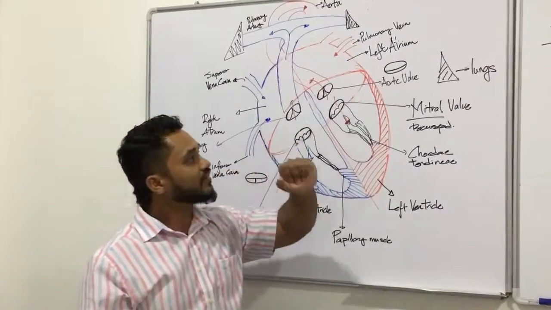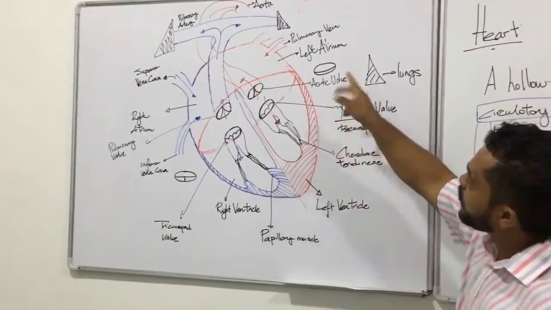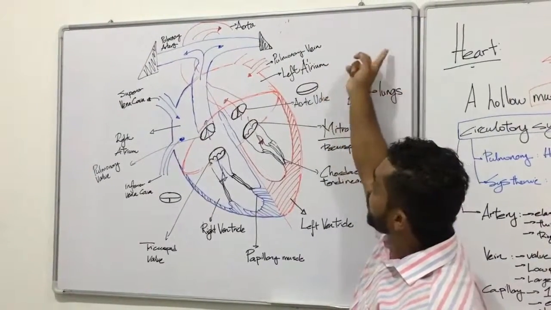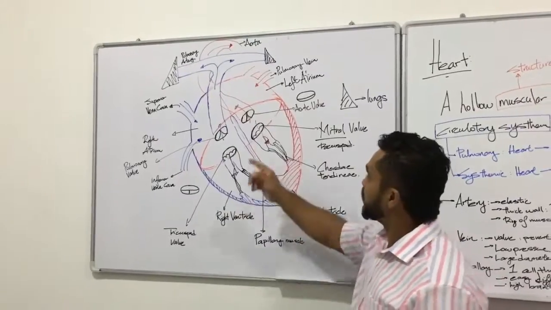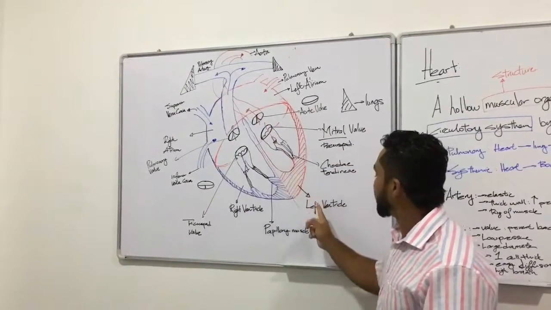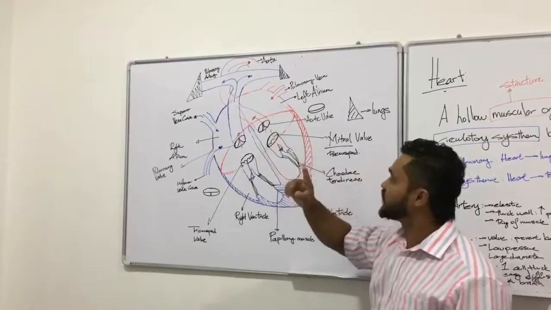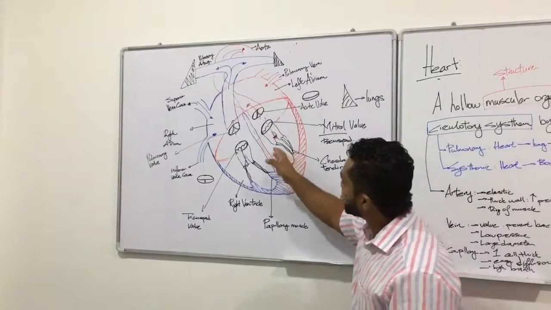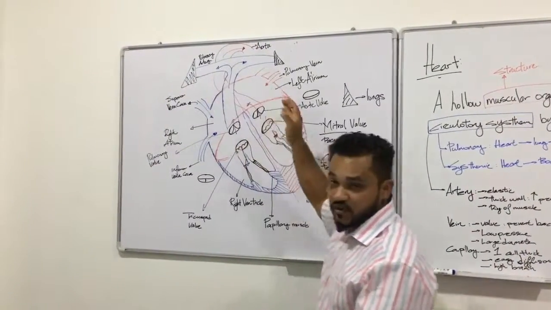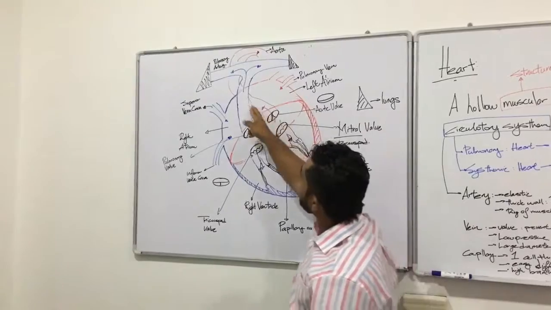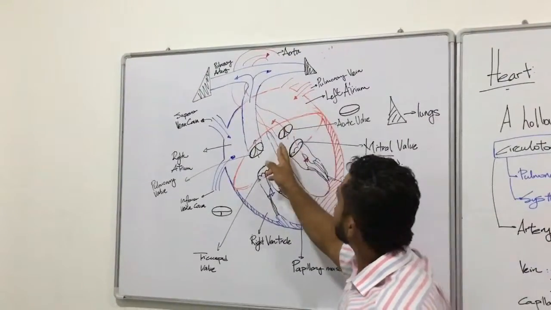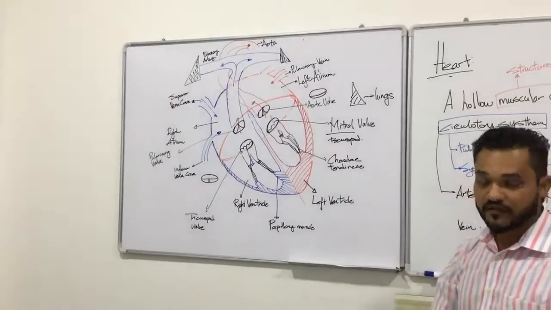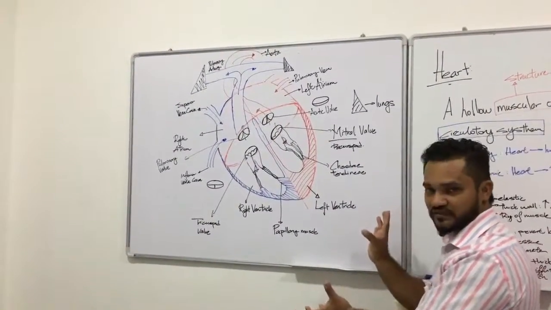Now let's go to the left side. Now on the left side we have pulmonary vein, okay, which brings the oxygenated blood from the lungs to enter the left atrium. From the left atrium it goes to the left ventricle through a valve. It's called the mitral valve or a bicuspid valve. From here the blood will be sent all over the body through the aorta, okay, aorta, where it has a valve also, which is called the aortic valve. Now this is a basic structure which I explained.